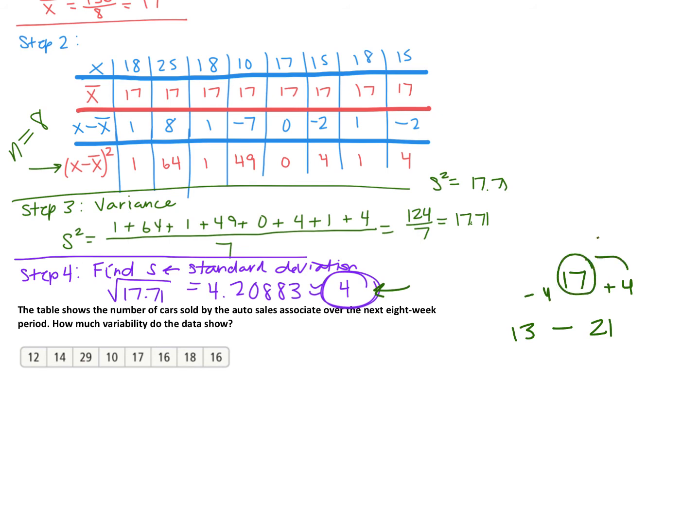Remember, that's a 34.1% of the data, 34.1%, and the data is cars. Cars are within 1 standard deviation of the mean. So if we do that math, we can expect that 68% of the time, the sales associate will sell between 13 and 21 cars.